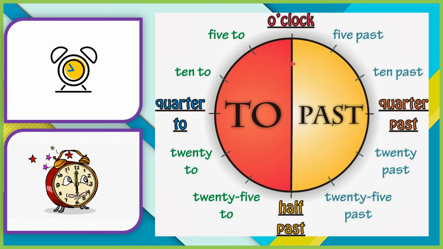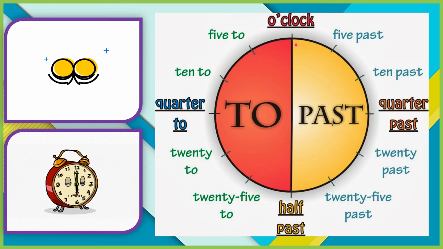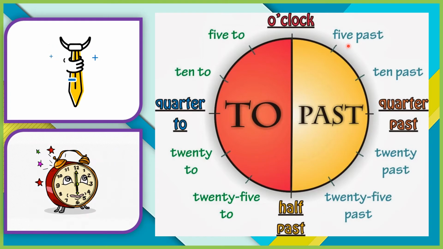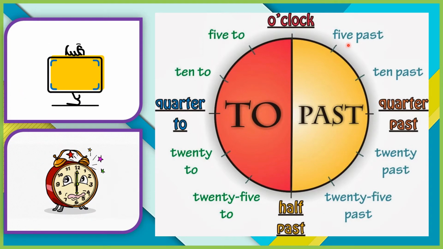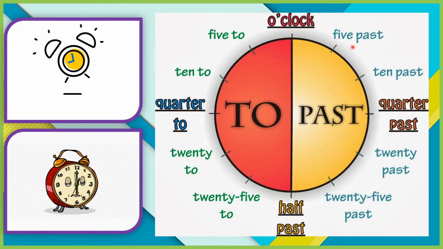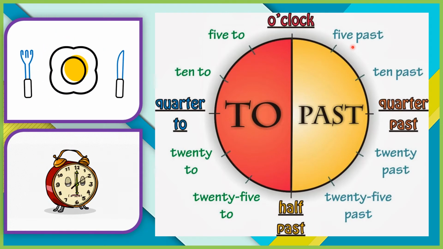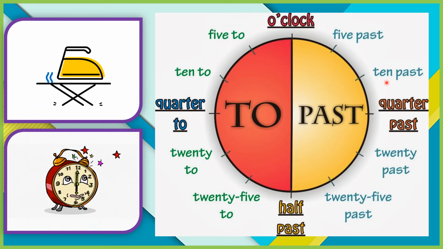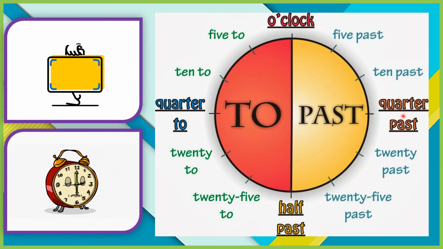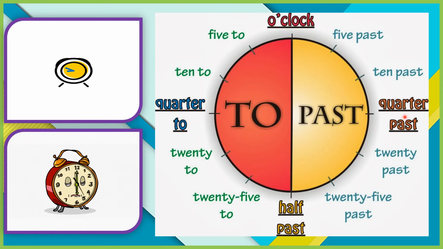Let's assume that the time is 10 o'clock. So we say it is 5 past 10. It is also correct to say it is 5 minutes past 10. It is 10 past 10. It is quarter past 10. Or it is a quarter past 10.